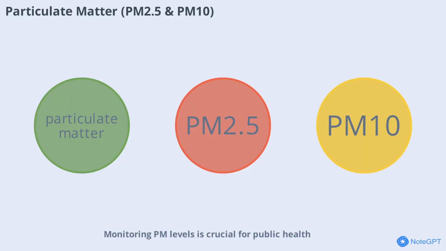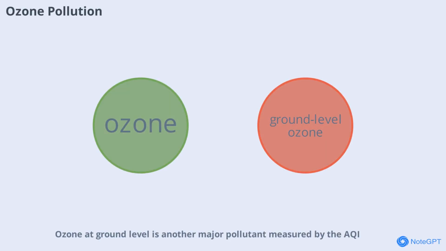Monitoring PM levels is crucial for public health, as high concentrations can trigger asthma attacks, heart disease, and other serious conditions. The AQI helps track PM levels and informs people when it's unsafe to be outdoors. Ozone at ground level is another major pollutant measured by the AQI.